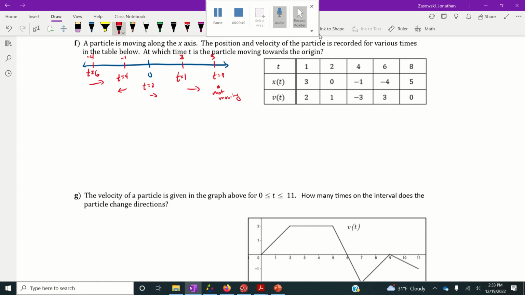Okay? So we're going to say at t equals 6, the particle is moving toward the origin. And if this is a test or a quiz, you've got to explain why. So why is it? Since x of 6 is equal to -4, the particle is left of the origin.